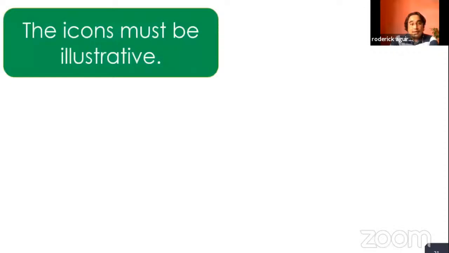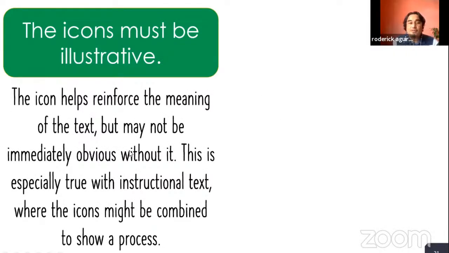All right. The third and last consideration for us when you're using icons is that the icons must be illustrative. Okay, the icon helps reinforce the meaning of the text. Nagkakadagdag. Remember, it's called augmentative language. So hindi po siya dapat totally replace verbal language, but it should augment the verbal language. Okay. The icon helps reinforce the meaning of the text, but may not be immediately obvious without it.